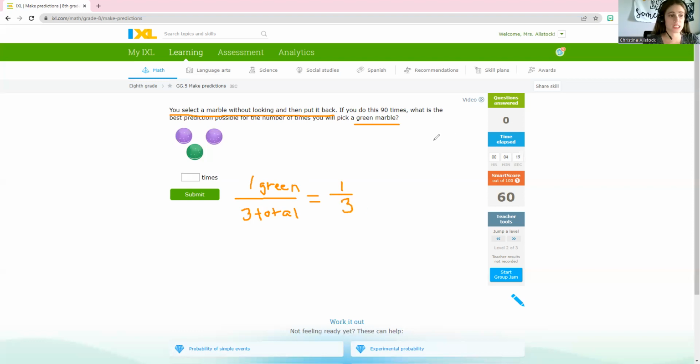Now, to make our prediction, we're saying, if we were to do this experiment 90 times, how many of that 90 would result in a green marble? Well, 90 times is the total number of times that we would be pulling that marble. It's going to go in our denominator.